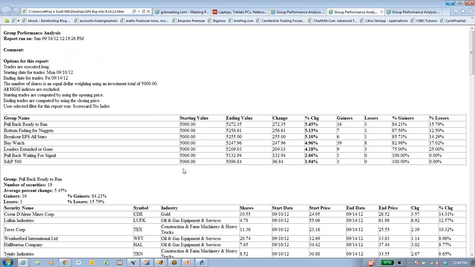Now, if I look at just a small group of stocks, except for the S&P 500, each of these are subcategories that I like to call from my buy list.